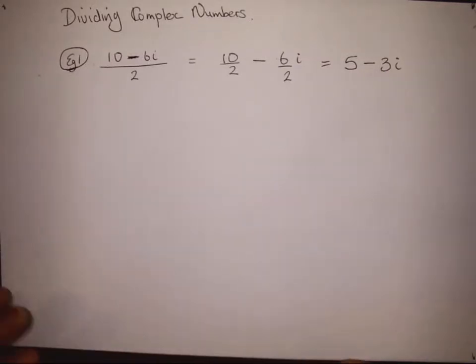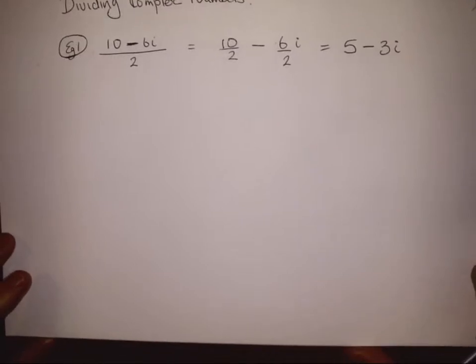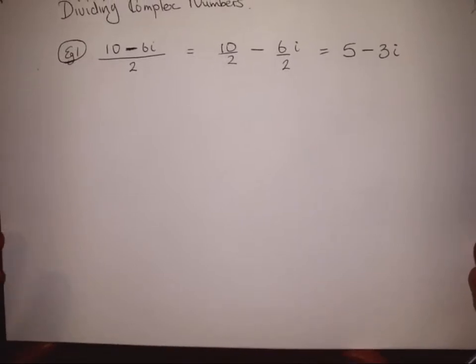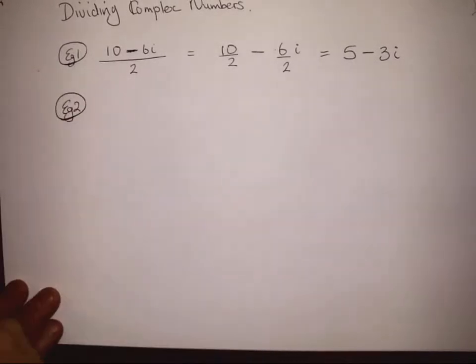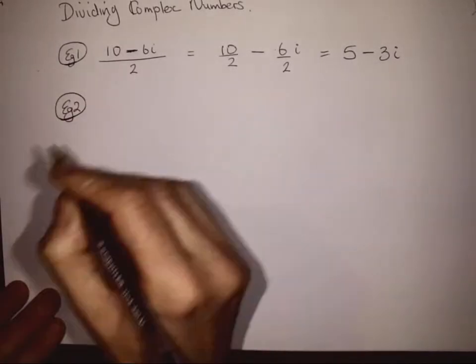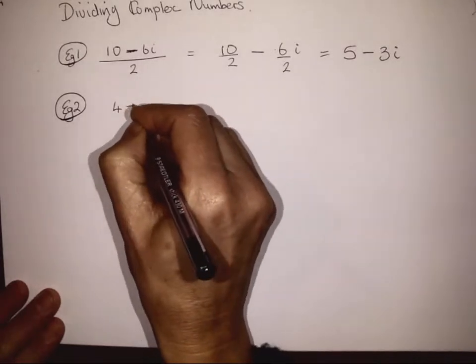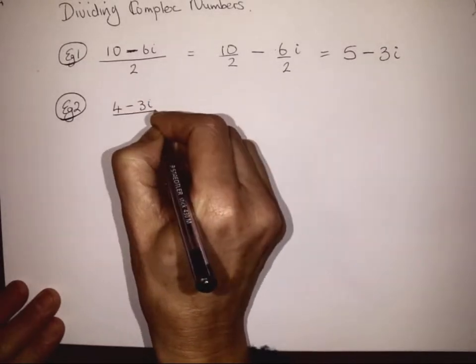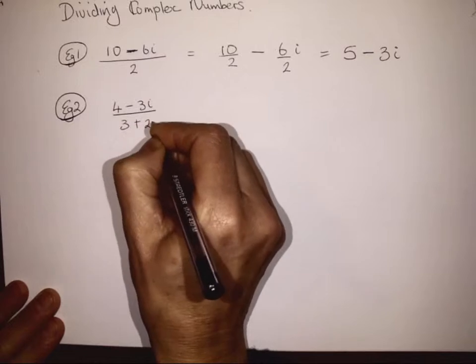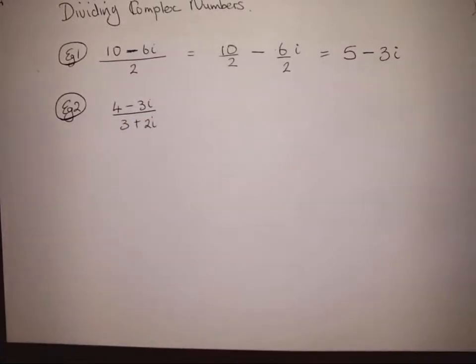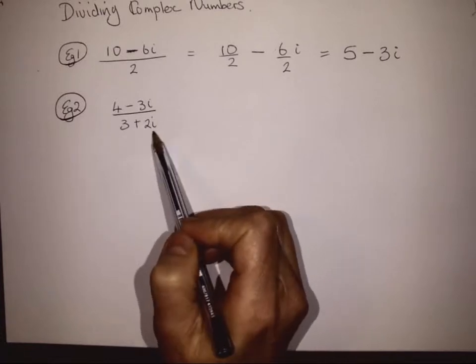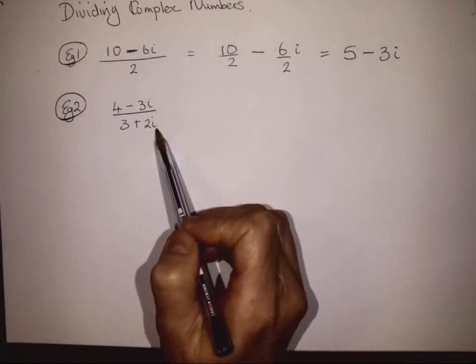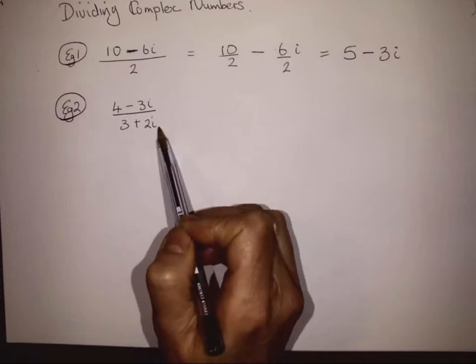But it becomes complicated when you have to divide a complex number by a complex number, because that's not too easy. So say for example we have 4 minus 3i, and we want to divide it by 3 plus 2i. Well, we're not going to divide this complex number by this complex number straight away. The first thing we need to do is convert this into a real number.